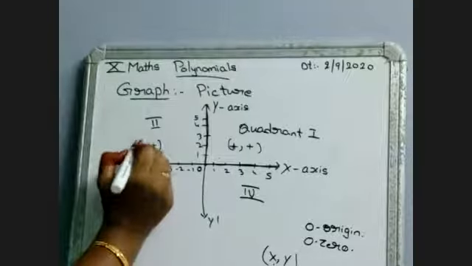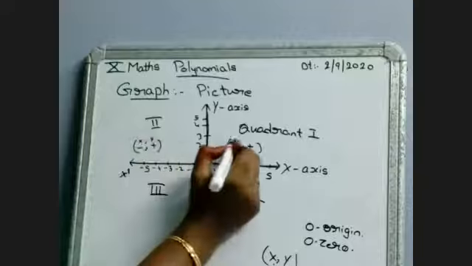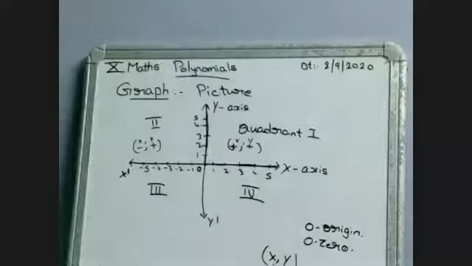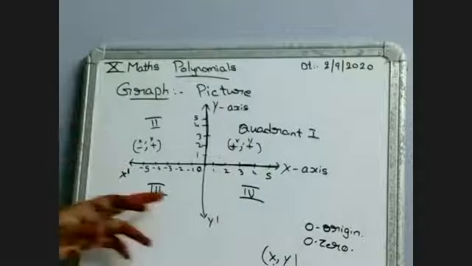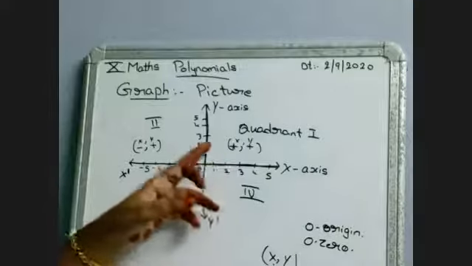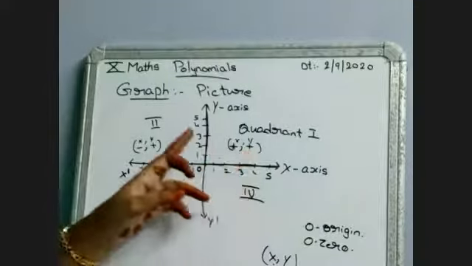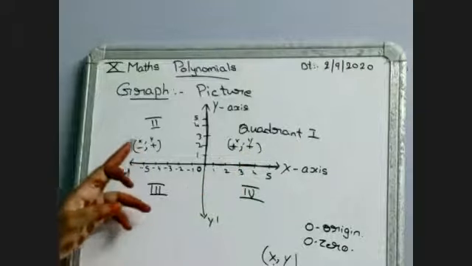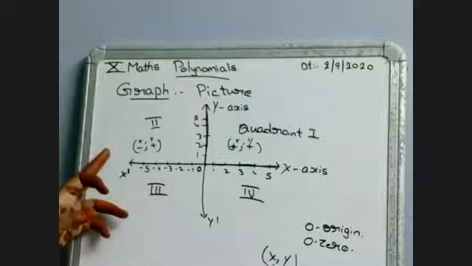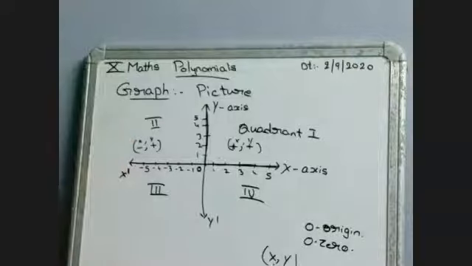You can write x comma y here, and here also x comma y. Then you will get the clarity. In the first quadrant we got positive and positive. In the second quadrant we got negative and positive, meaning x values negative, y values positive.